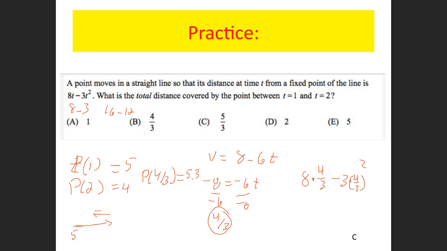So the particle started here at 5. It went this way to 5.3. So it just traveled 0.3. Then it went back this way till it hit 4. So what did it travel? It just traveled 1.3. So the total distance that it traveled is 1.3 plus 0.3, or 1.6. I would go with 5/3 because that would be about basically 1.6 after rounding it off.